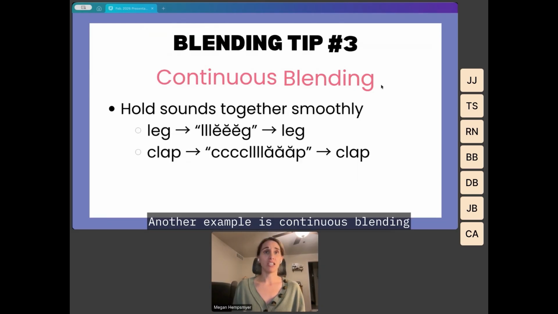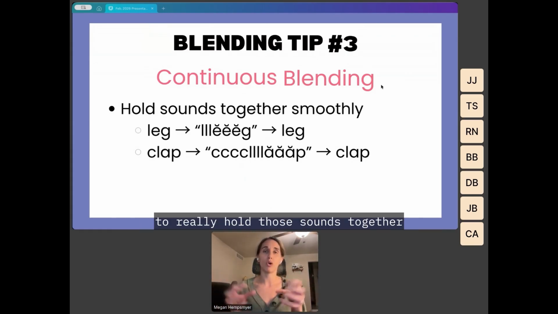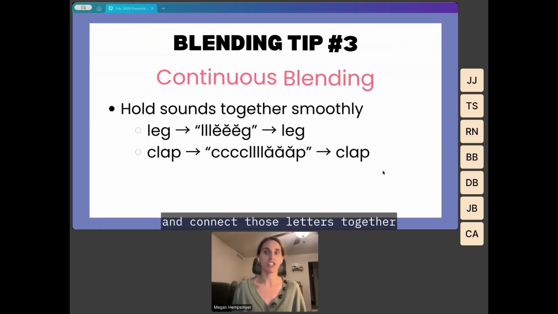Another example is continuous blending, and it's the same as what I showed you with the arm blending. Sometimes that segmenting isn't enough, so you want to teach the students to hold those sounds together. You can see here, I have it broken down. When you look at the word leg, you have those sounds that they're holding. Egg, app, clap. So really the goal is to smooth and connect those letters together.